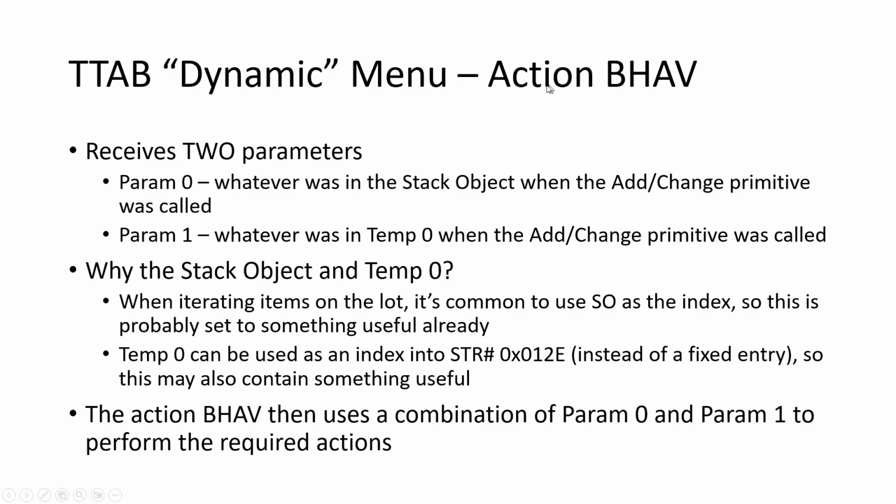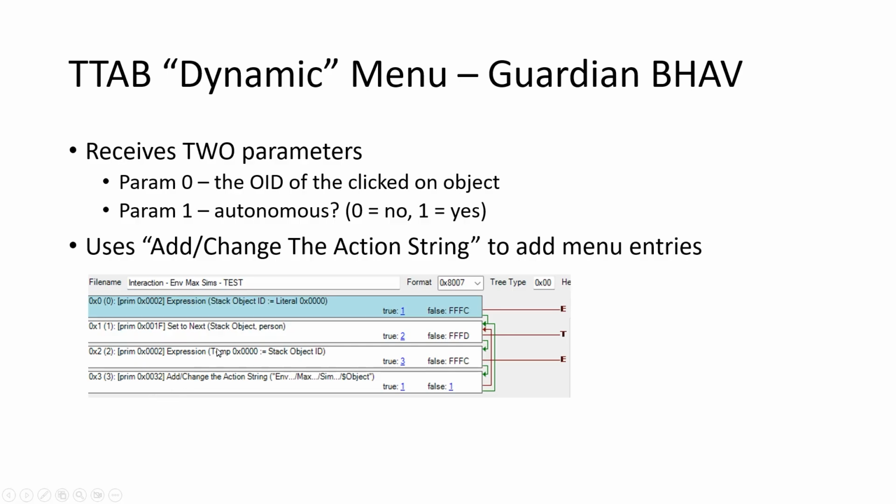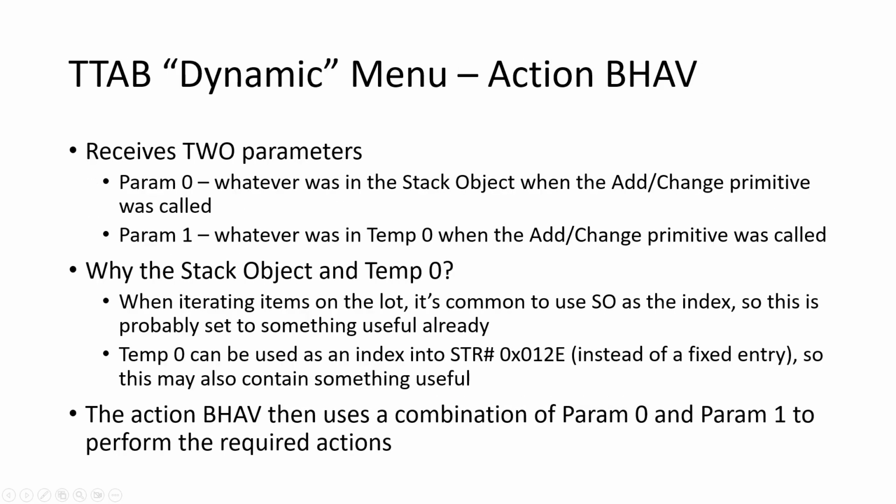And what we receive in the dynamic menu's action behav is two parameters. Parameter 0, unlike for a normal menu entry, is not the object that was clicked on, it's whatever was in the stack object when you called the add change primitive. So if we go back to this one, our stack object is representing our person, our sim on the lot. So the stack object, when we get to the action, will be Fred, George, or Bert. So that's one way of knowing what option was selected.